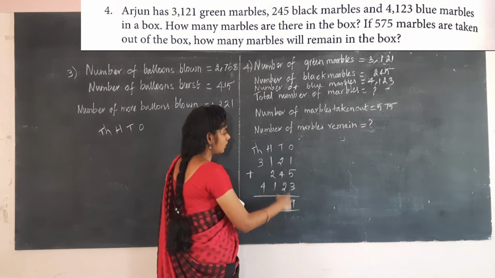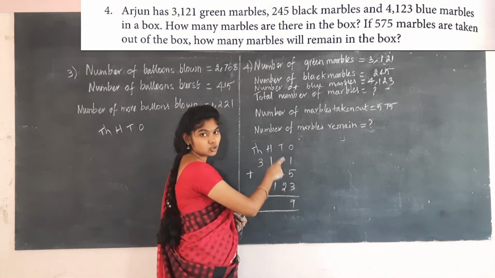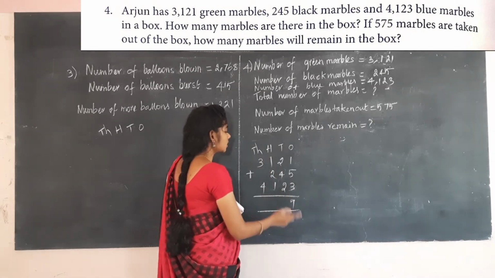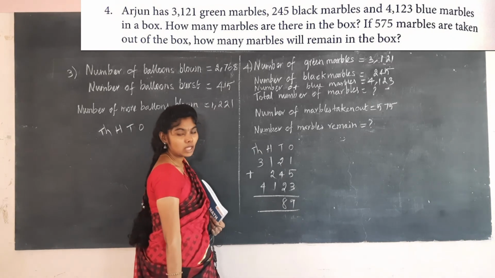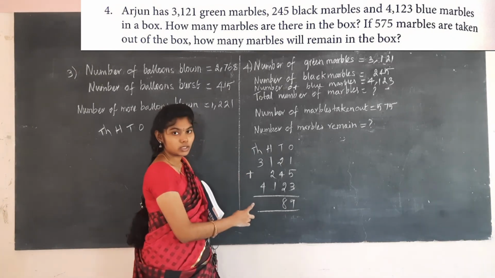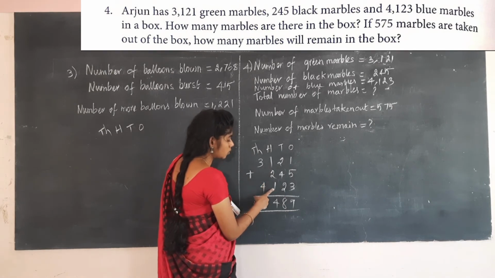And next to the ones place, we have to add the tens place numbers. 2 plus 4 is 6. Then 6 should be in the mind, and 6 plus 2 is 8. And next to the tens place, you have to add the hundreds place numbers. 1 plus 2 is 3. 3 plus 1 is 4.